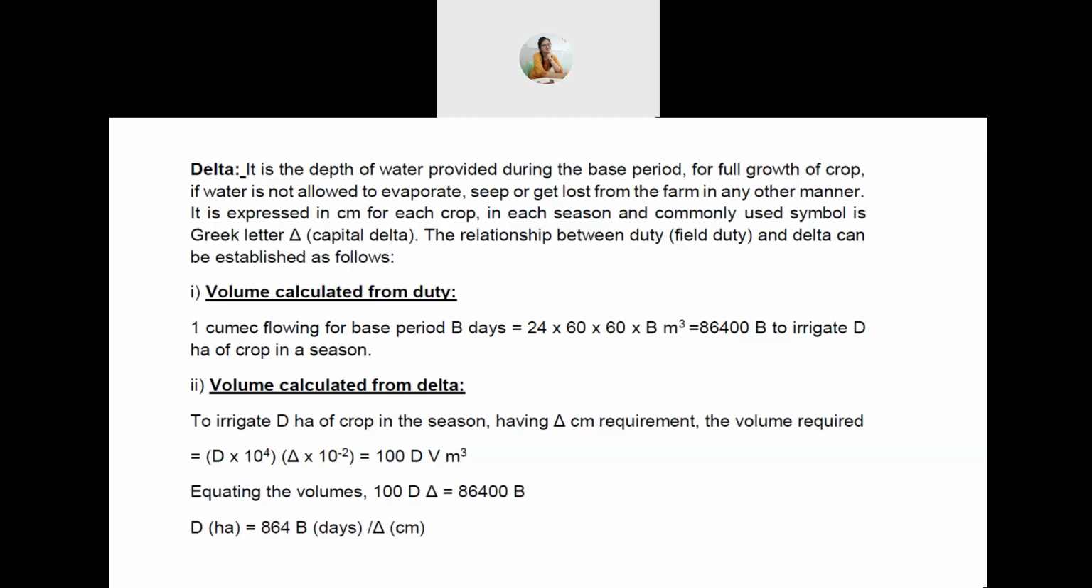So when you equate these volumes, that is 100 D delta is equal to 86,400 B, you get D hectare is equal to 864 B days by delta. So this D, that is duty, is expressed in hectare, base period is expressed in days, and delta is expressed in centimeter.